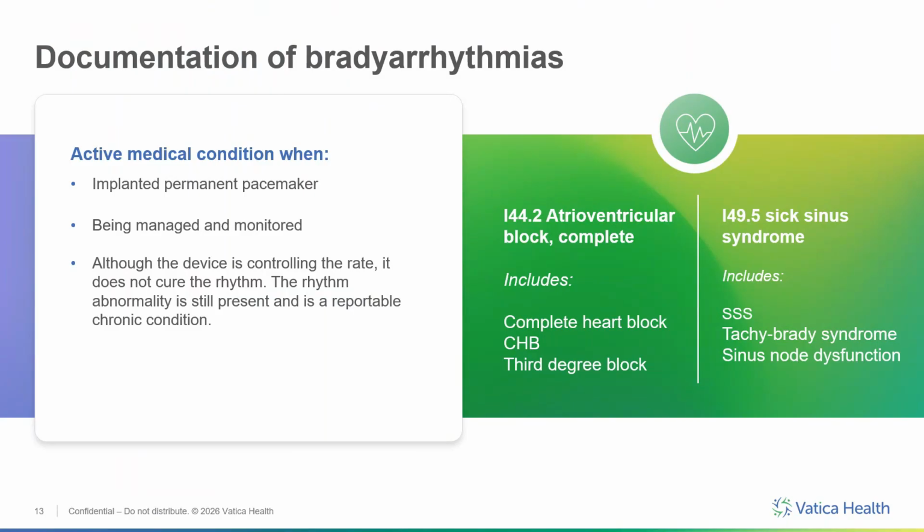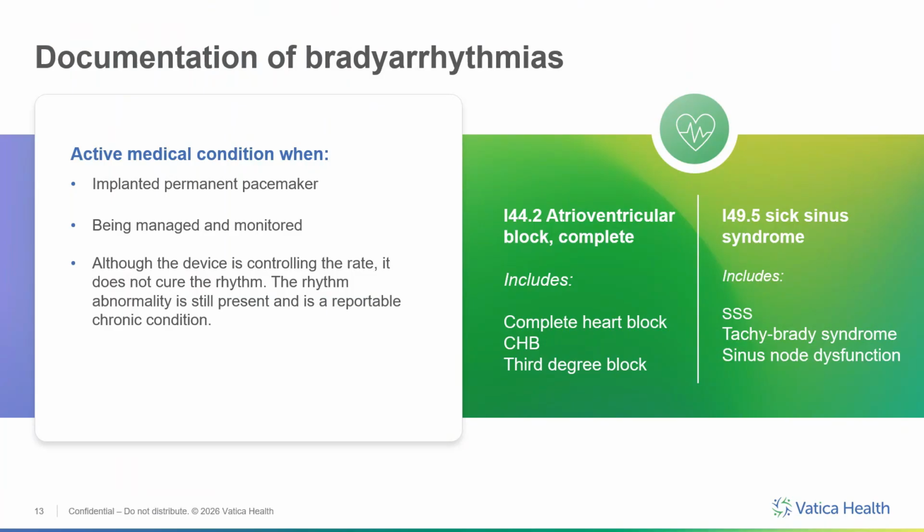And so there's a Coding Clinic guideline that tells us that if an electronic device is present, but the underlying rhythm is still there, then we code it as an active medical condition. So if the patient has a complete heart block, status post pacemaker, we're just mechanically overriding it. That underlying rhythm is still there. The condition is still being managed and monitored, so it is a reportable chronic condition.